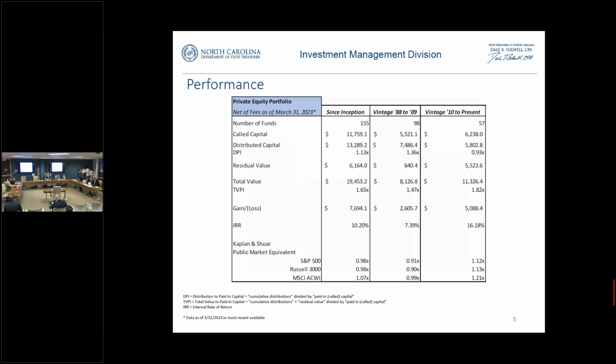So, performance. Again, as of March 31st, that's the latest we have available underlying NAVs from our managers. I'll walk through since inception so everyone understands these numbers. We made, since inception, 155 fund commitments. The amount of capital that has been called is slightly less than $11.8 billion. The amount of money that has come back to us is almost $13.3 billion.